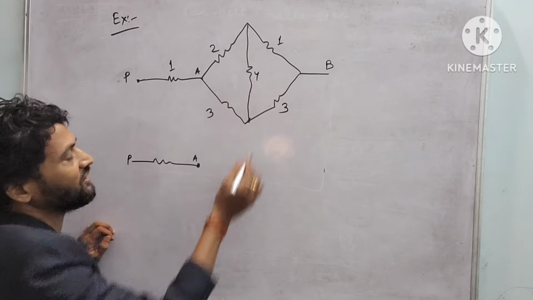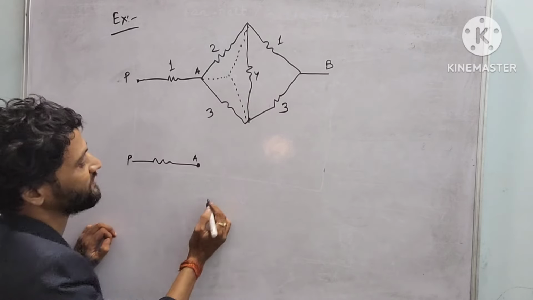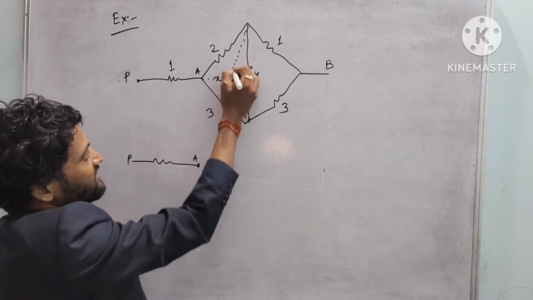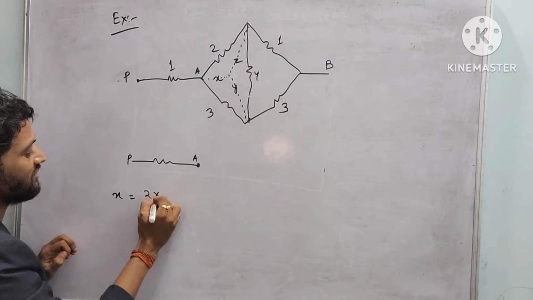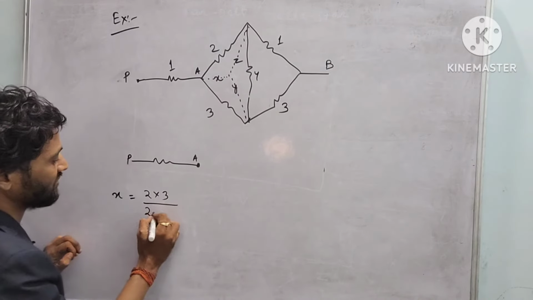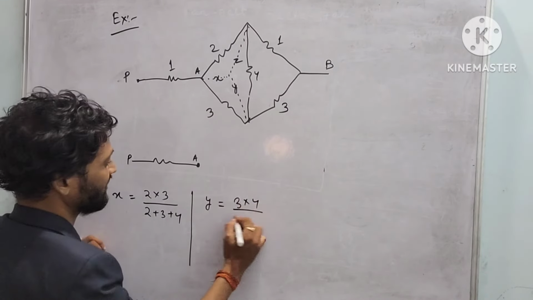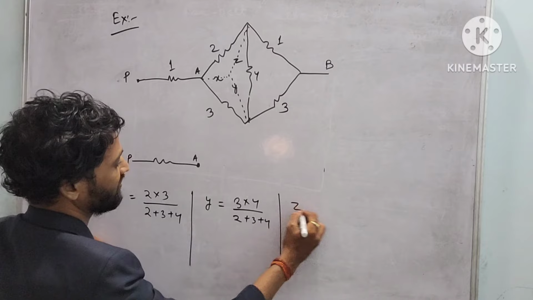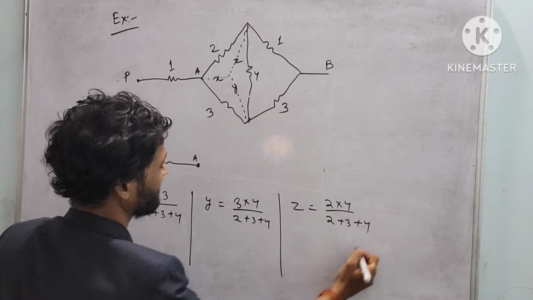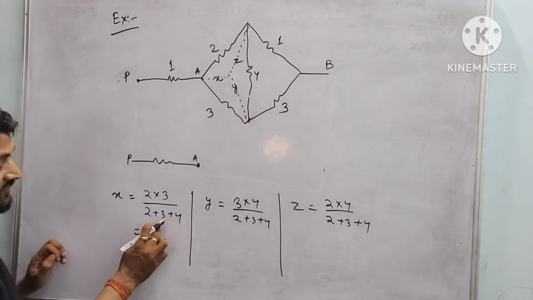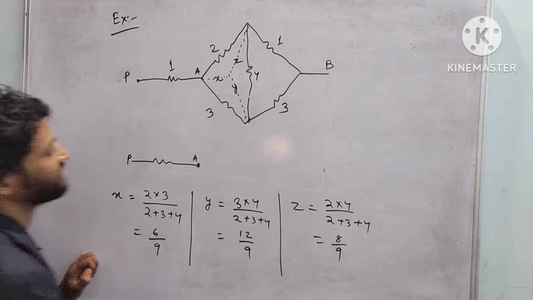Which type of circuit is this? A delta connected circuit. So you can convert it to the corresponding star equivalent circuit like this. Let this value be X, this one Y and this one Z. What is the value of X? X is 2 into 3 by 2 plus 3 plus 4. Y is 3 into 4 by 2 plus 3 plus 4. Z is 2 into 4 by 2 plus 3 plus 4. So X is 6 upon 9, Y is 12 upon 9, and Z is 8 upon 9. Right?